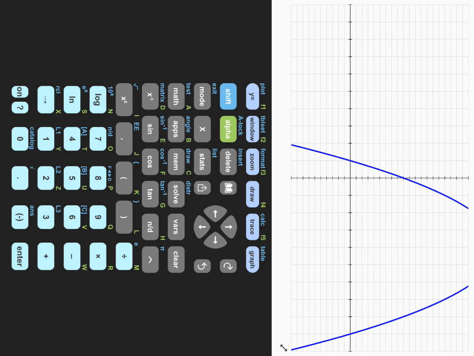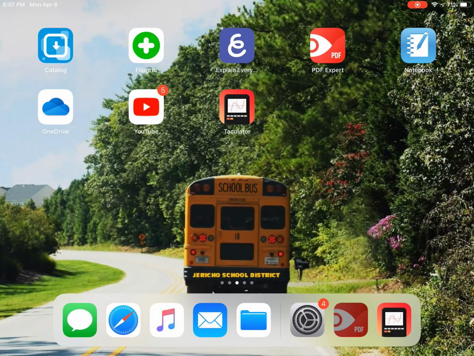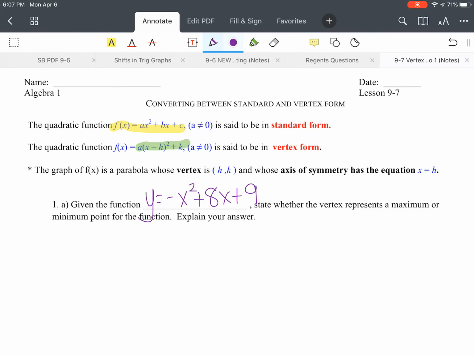Okay, so why don't we go to our calculators and take a look at this function. So if you go to the graph and you look at it, I know my calculator looks a little different than yours, but you can see that it is a parabola, but it's upside down, where it opens downward. So the vertex, which is up there at the top, would be a maximum. It would be the highest point. So we can say that it is a maximum.